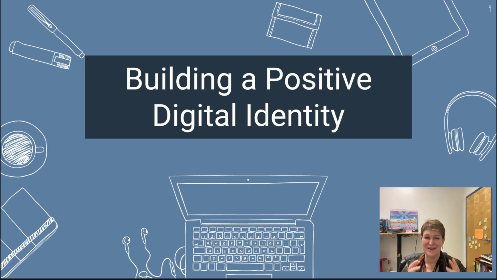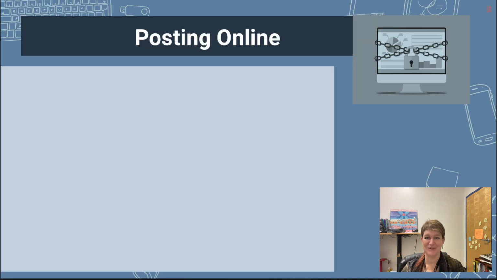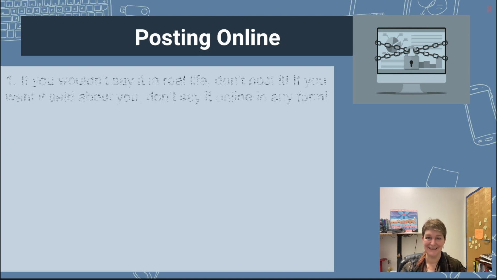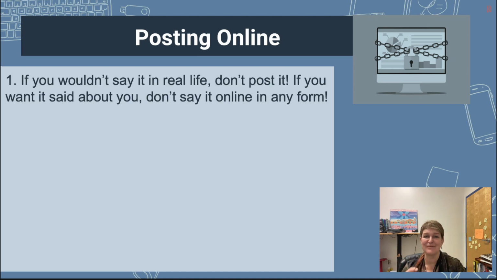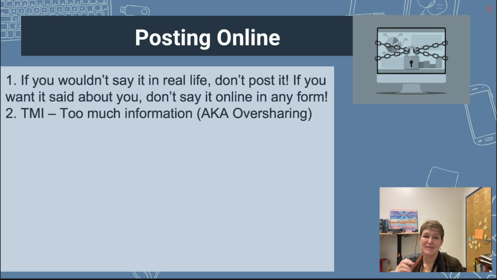So now that we know all of this, we need to talk about building a positive digital identity. Let's start by talking about posting online and what kind of things we should and should not post online. Basically, if you wouldn't say it in real life to someone's face, don't post it. Or if you wouldn't want it said about you, don't say it online in any form. You have to be careful about too much information, also known as oversharing on the internet.